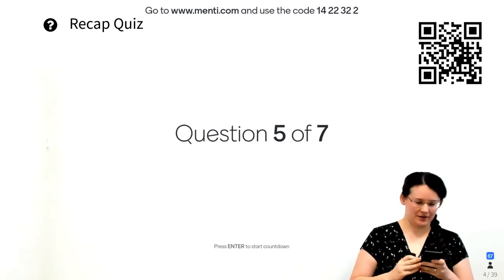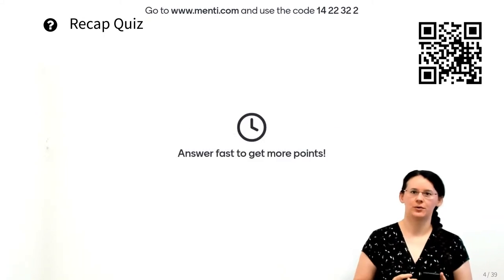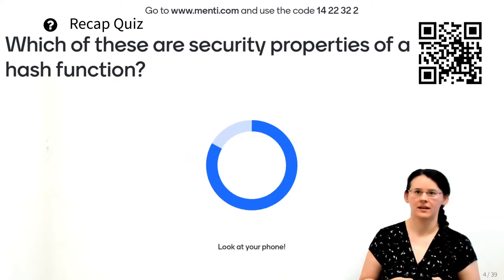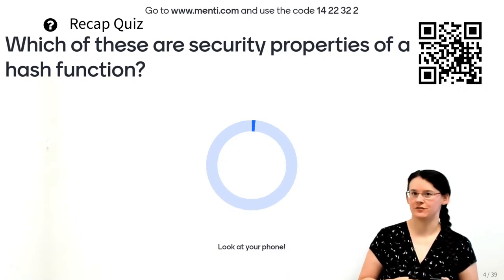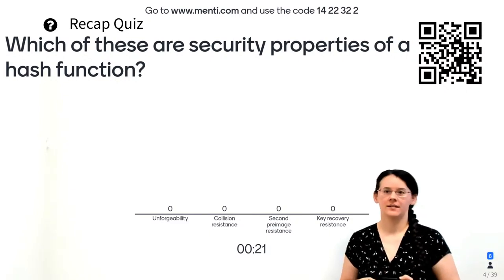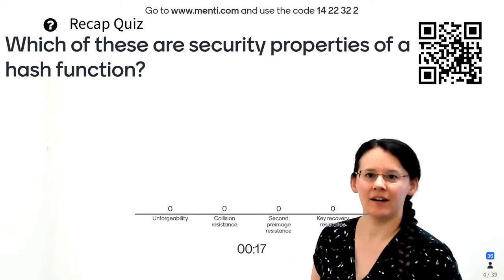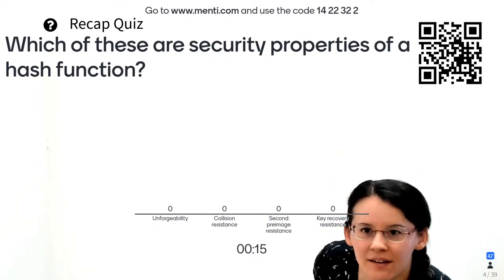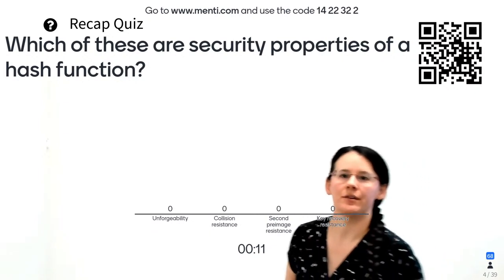Okay. We're only in the middle of the quiz, so we do have a few more questions, three more to go. And the next one is, which of these are security properties of a hash function? Where the options are unforgeability, collision resistance, second pre-image resistance, and key recovery resistance.